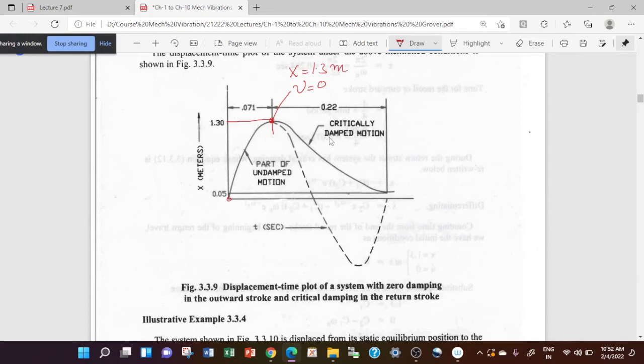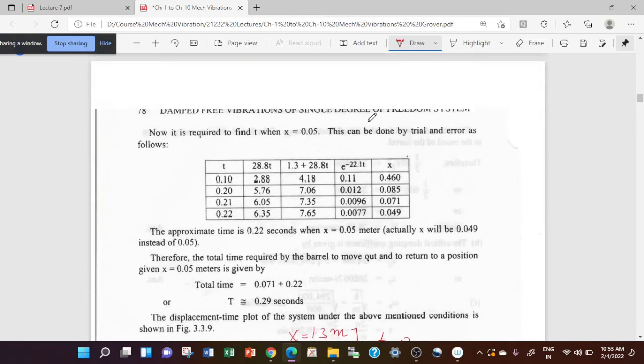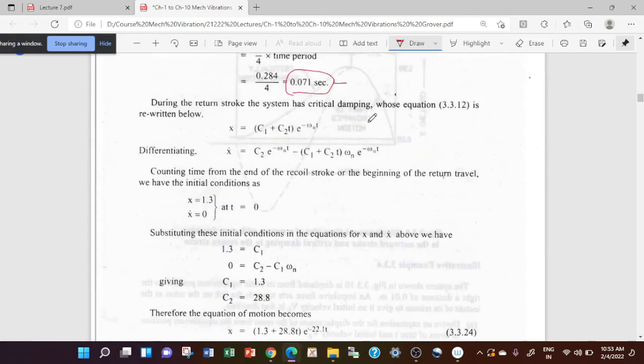So if I consider this as the initial point for this critically damped system, I can assume this is at t equal to 0. I will consider time starting from this point for the critical damper, and I want to find the time taken from this point to the point 5 centimeter or 0.05 meter from the initial position.